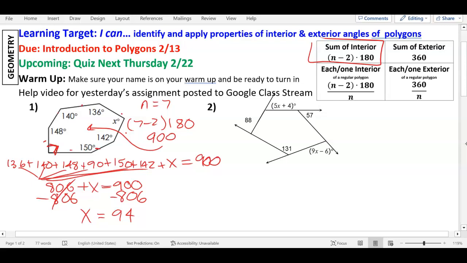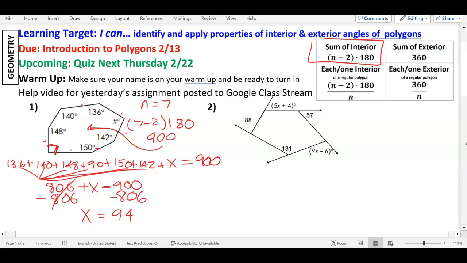Now, here's what we got to figure out. What do all those outside angles add up to? Do we know the sum of the exterior angles? What's it going to be? It's always 360. It doesn't change. Okay? So the outside angles always add up to 360.